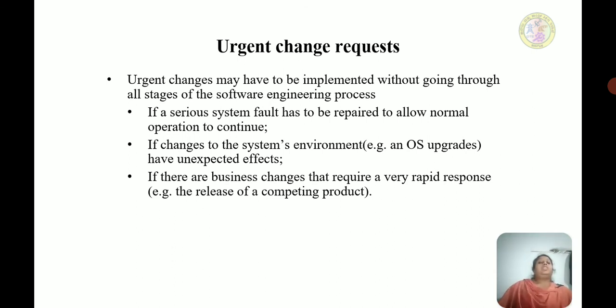Then there are urgent change requests. Some of the changes that are incurred are known as urgent change requests. Urgent changes have to be implemented without going through all stages of the software engineering process. Because it is a very urgent process, we need not go through everything from the beginning, from the analysis to the design. Just urgent changes we can make during the process. For example, if a serious system fault has to be repaired to allow normal operation to continue.